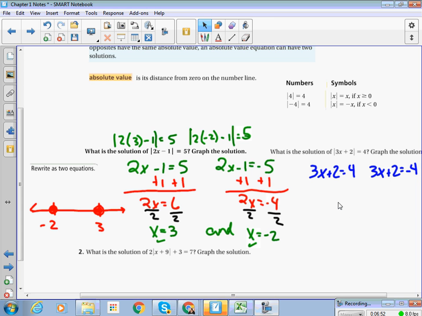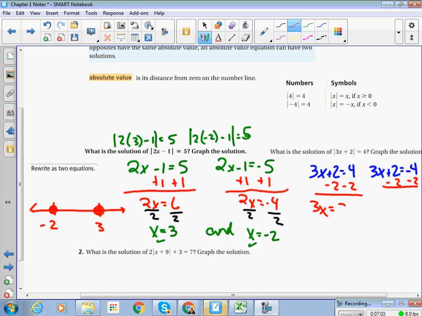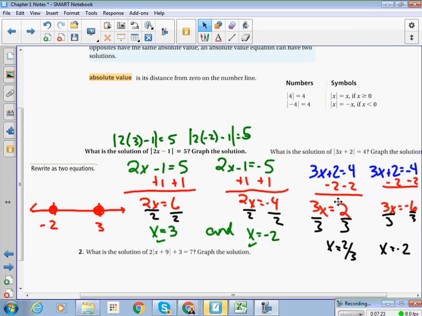Okay, so now that we have our two equations, we're going to solve both of them. So for both of them, I'm going to minus 2 from both sides. And for both of them, I'm going to divide by 3 on both sides. So my two possible answers are 2/3 and negative 2. I have to check both of those because I'm not going to invest the time in graphing if one of them is not a real solution.